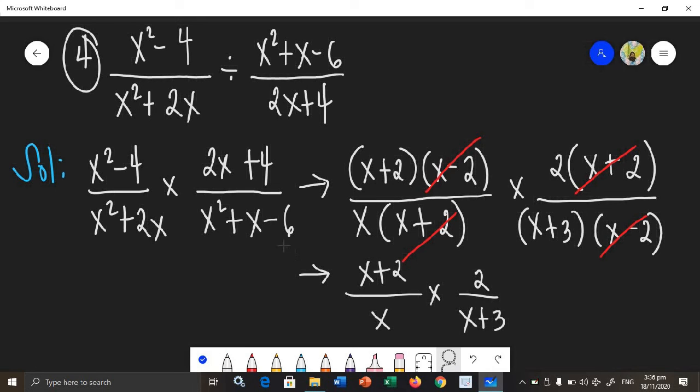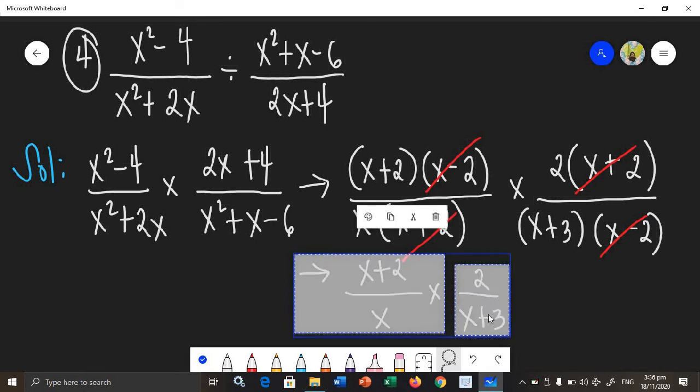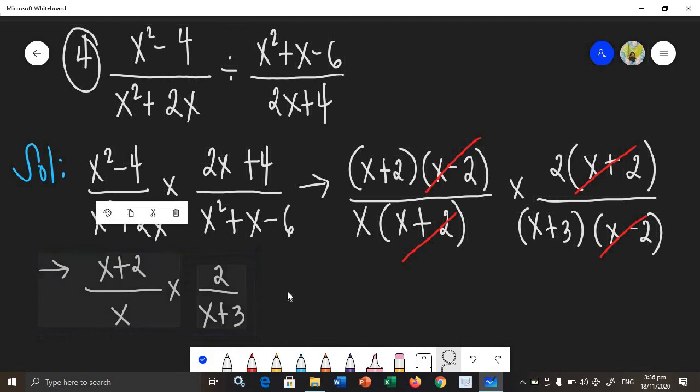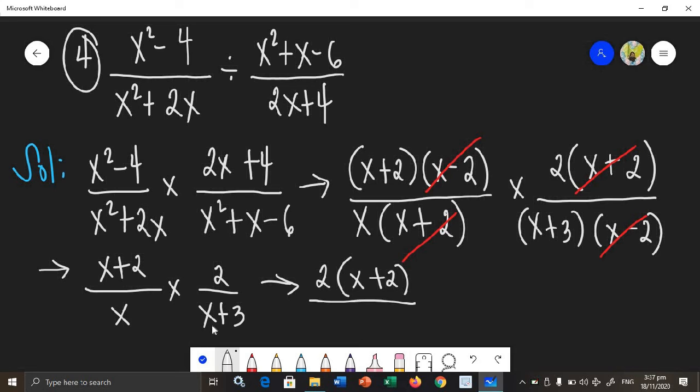So now, I'm just going to move this because it no longer fits here. Now, multiply x plus 2 times 2. So it will become 2 times quantity x plus 2, all over x times x plus 3, which becomes x times quantity x plus 3. We are not yet finished because we need to distribute 2 and x to each term in the binomial to get the answer.